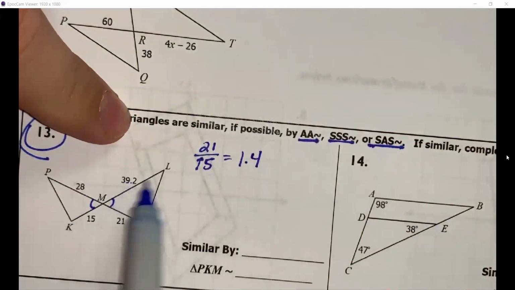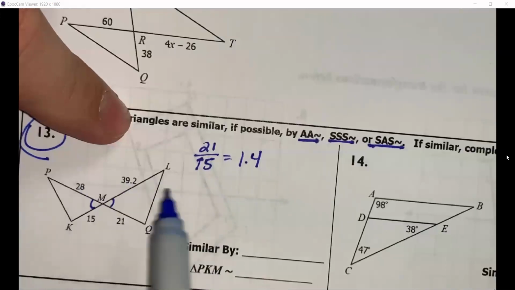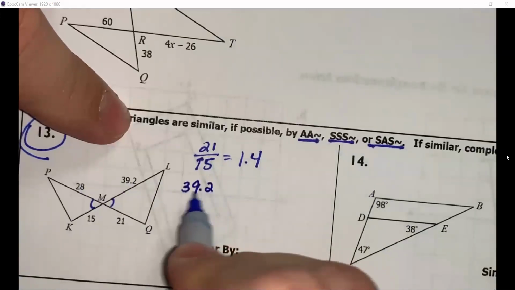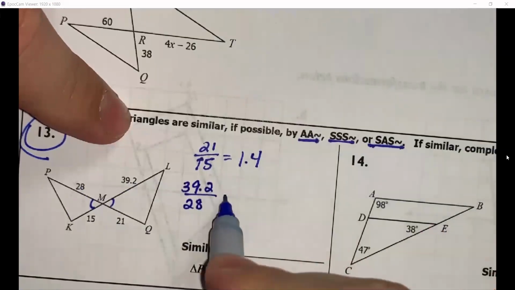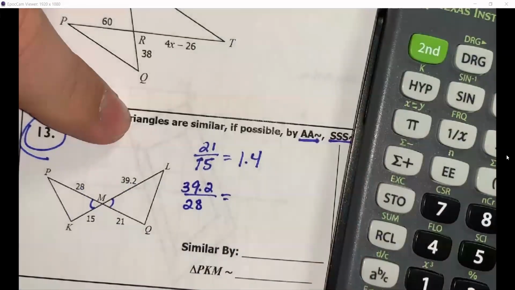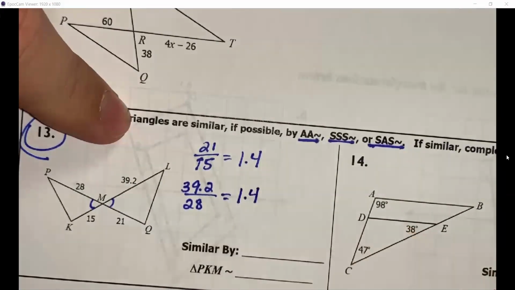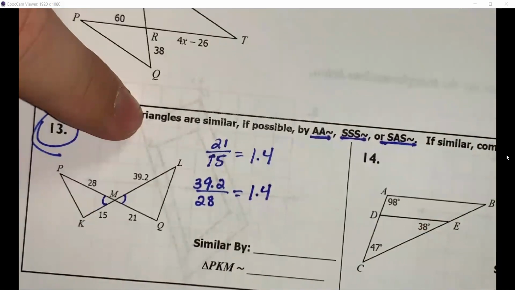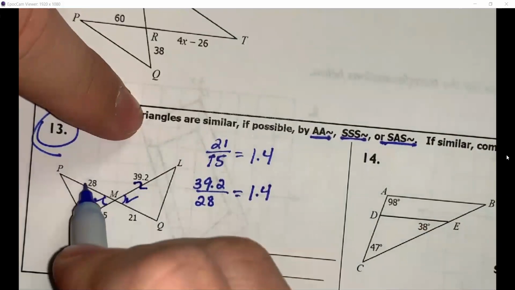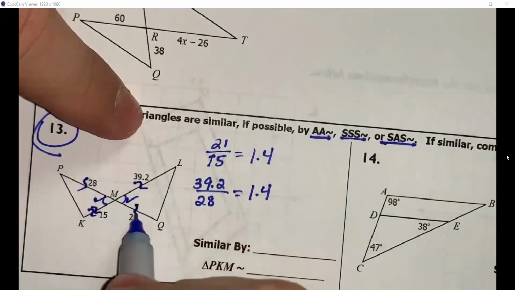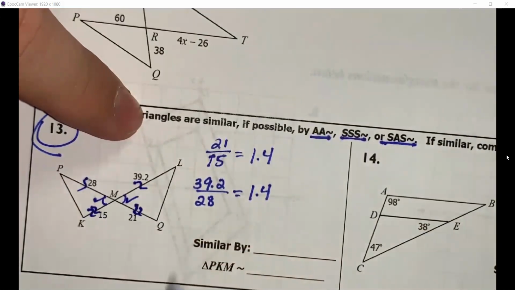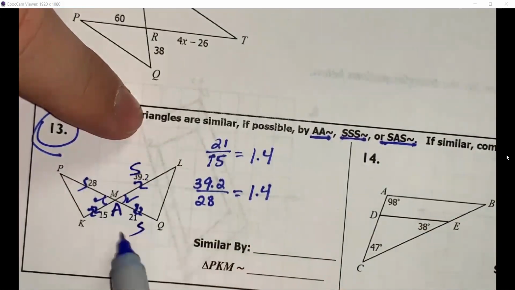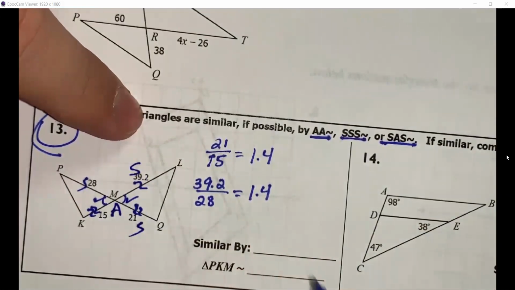Because again, I did big over little, so I'm going to do big over little, 39.2 divided by 28. Do I at least have two sides that are proportional? So if I do 39.2 divided by 28, I also get 1.4, right? So right there, you have an angle, and then you also have a side that are similar to each other. So here you have a side, an angle, and a side, right? That are similar by side, angle, side.